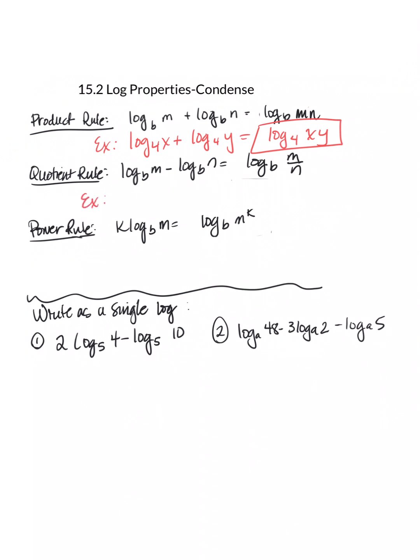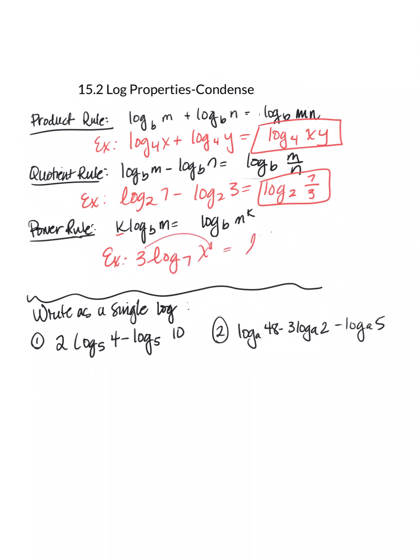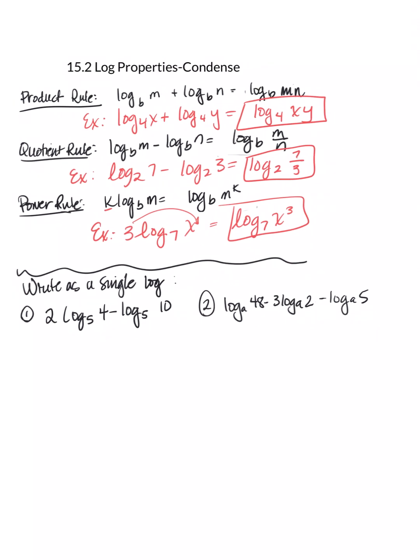So, as an example, if I say the log base 2 of 7 minus the log base 2 of 3, I can condense that to one logarithm of base 2, and now it's just 7 over 3, and that's my quotient rule. The power rule says I can take the coefficient in the front and it becomes a power. So if I have 3 times the log base 7 of x, all I have to do is move that to the power. So it becomes the log base 7 of x to the third. All right? Now let's write these as a single logarithm.